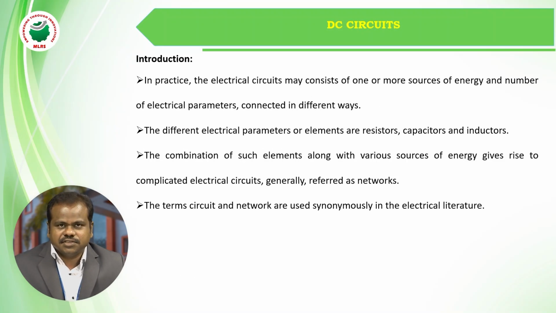Regarding DC circuits, as a part of the introduction, any electrical circuit may consist of one or more sources of energy and a number of electrical parameters connected in different ways. The different electrical parameters are resistors, inductors and capacitors. The combination of such elements along with various sources forms a network, and the terms circuit and network are used synonymously in the electrical literature.